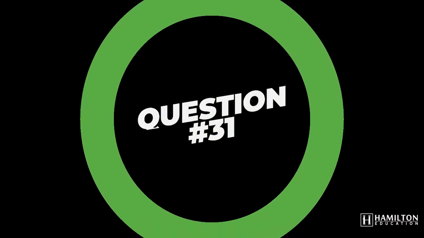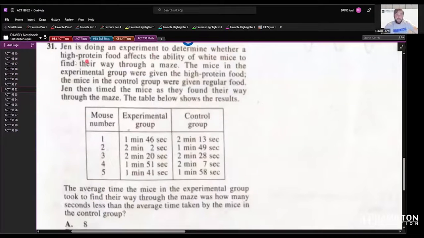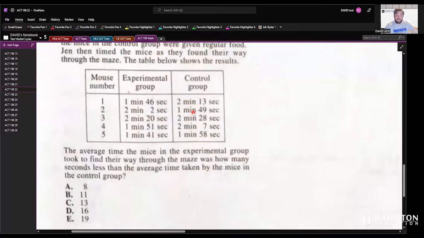Question 31. Jen is doing an experiment to determine whether a high protein food affects the ability of white mice to find their way through a maze. The mice in the experimental group were given a high protein food. The mice in the control group were given regular food. Jen then timed the mice as they found their way through the maze, and the table below shows the results. The average time the mice in the experimental group took to find their way through the maze was how many seconds less than the average time it took the mice in the control group?